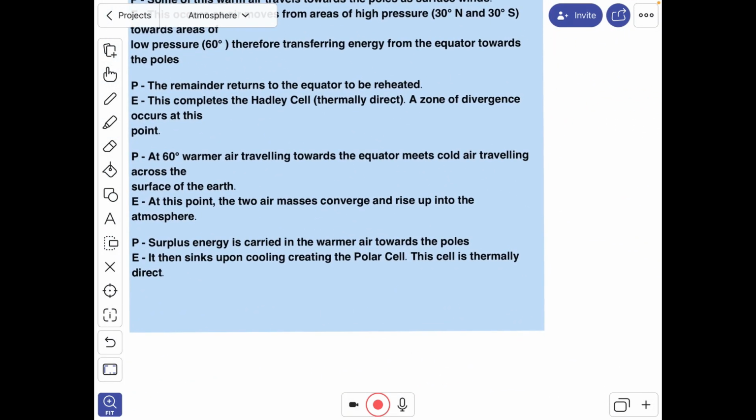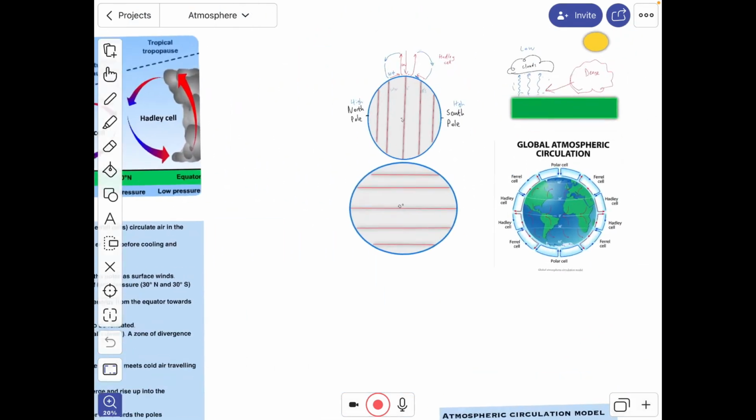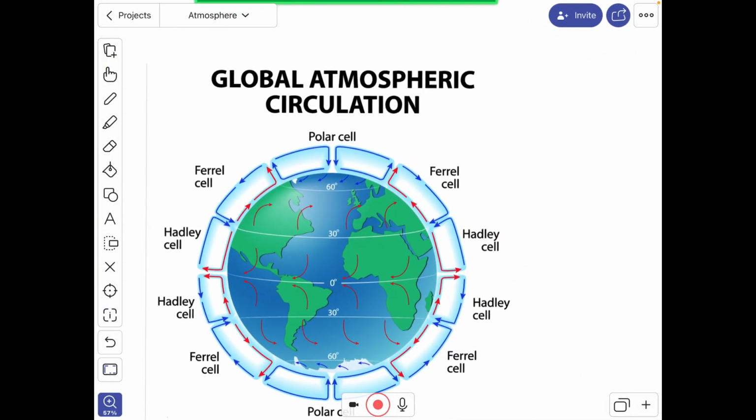The surplus energy, which is left over, is carried in the warmer air towards the poles. It then sinks upon cooling, creating the polar cell. This cell is also thermally direct. So if you look here, you can see how this is pulled a little bit further up here, and then it can get caught into this polar cell of high pressure. Now remember, this is furthest away from the sun, so you're not going to have much heating. So any air that's here is just going to sink because it's very cold, but it's very dense.